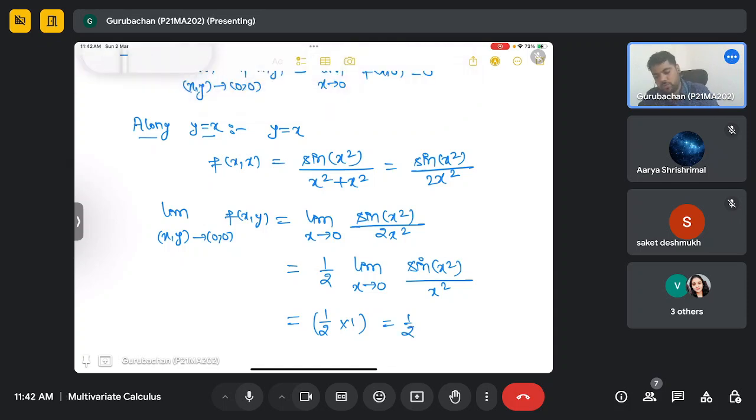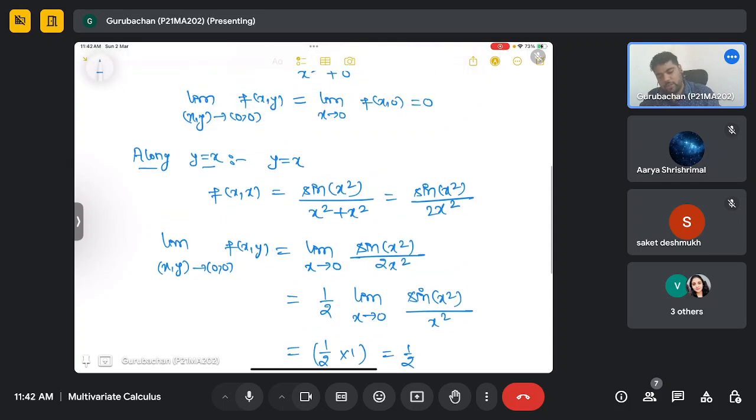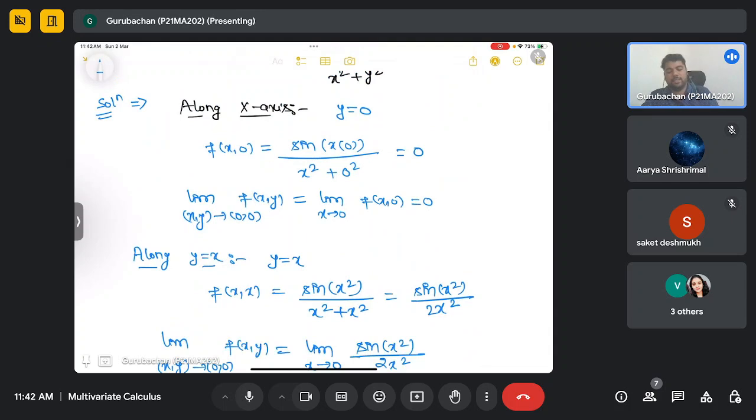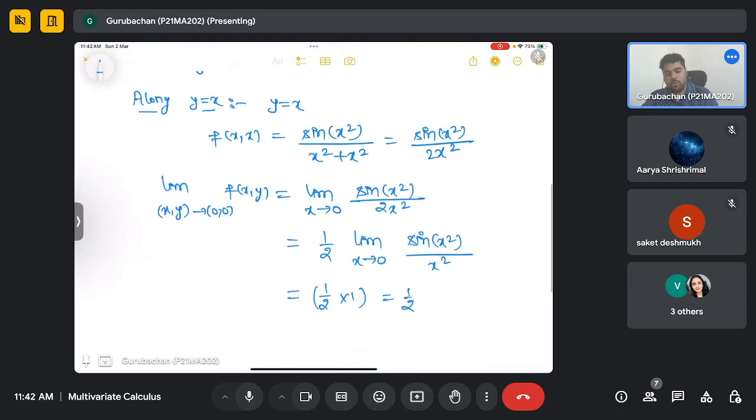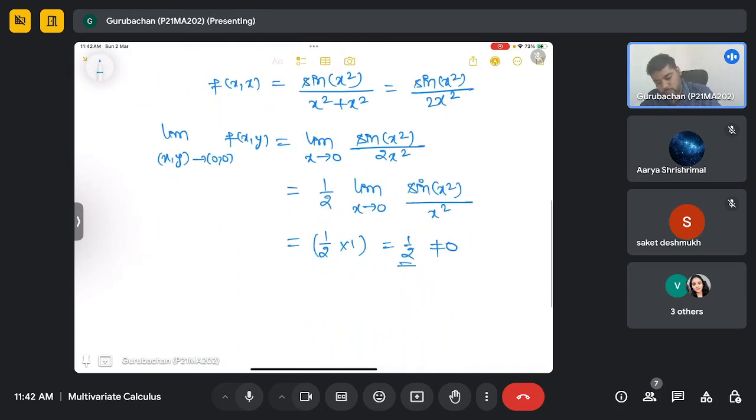So now you can clearly observe that when we move along the x-axis, our limit is 0, while when we move along y equal to x, our limit is 1 by 2. So the limit is different. It is not equal to 0. So what we can say is that the limit of f(x, y) as (x, y) tends to (0, 0) does not exist.